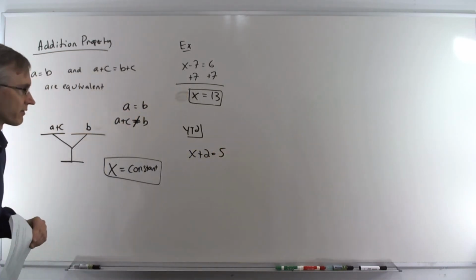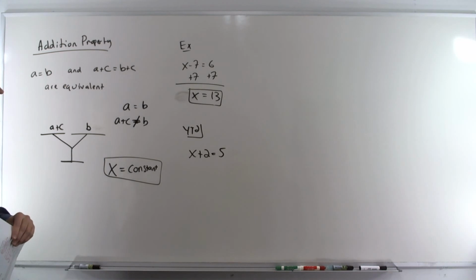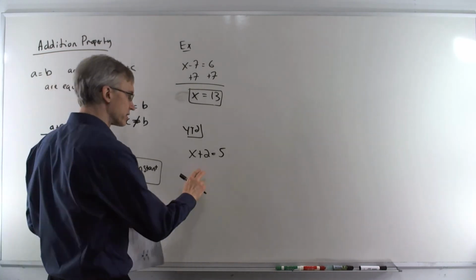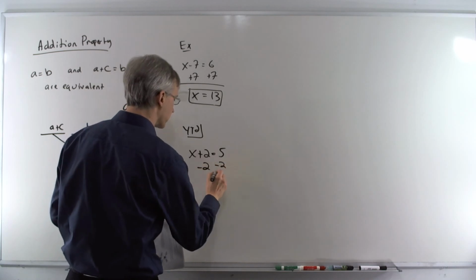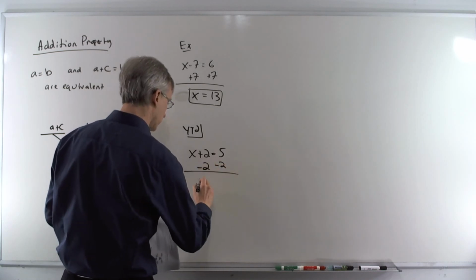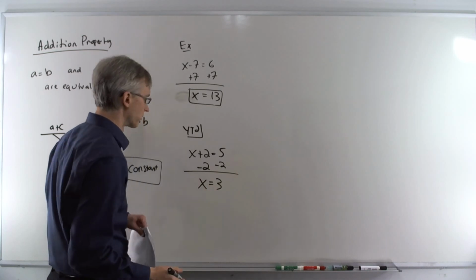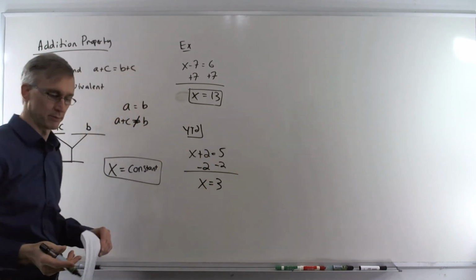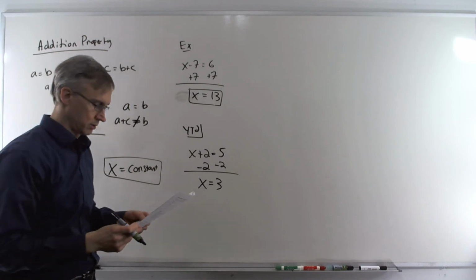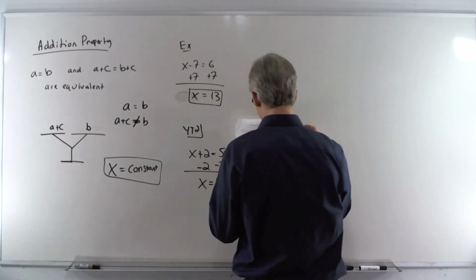X plus 2 equals 5. And we still want to do the opposite operation of what's here. So we have addition, so we're going to do subtraction. Minus 2, minus 2. X equals 3. If I take 3, plug it back in here, 3 plus 2 is 5, so it works. Your turn, number 3.